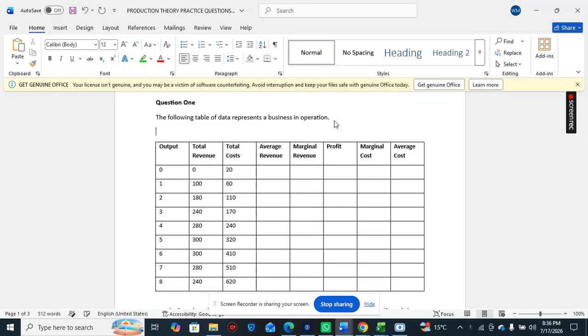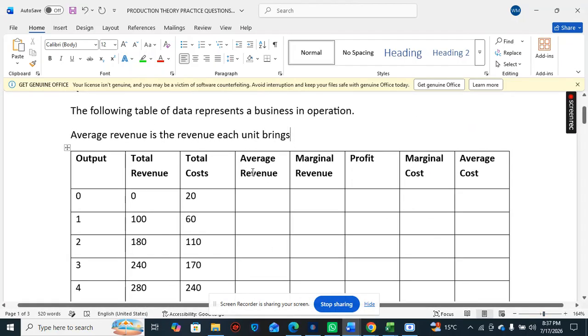Remember, average revenue is the revenue each unit brings. Whenever you hear average, just think per unit. So you can think of it as revenue per unit.